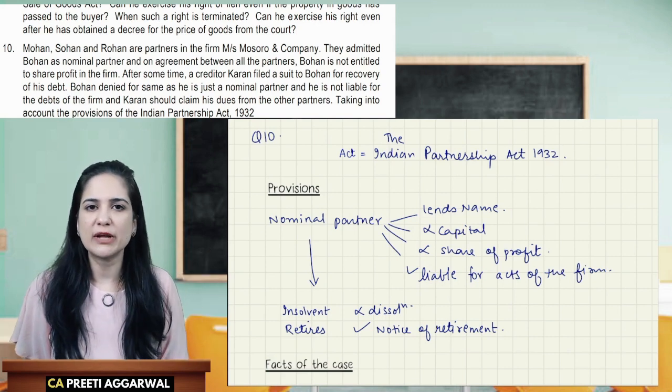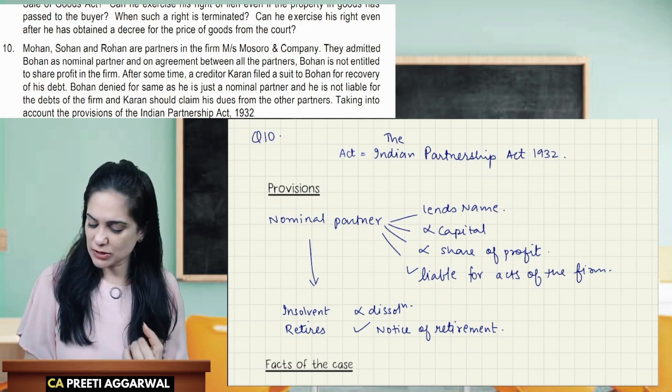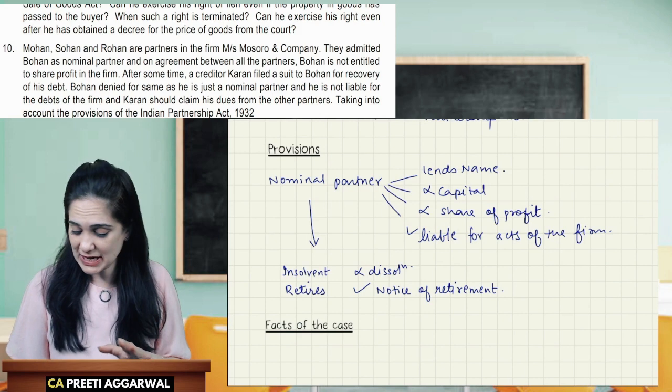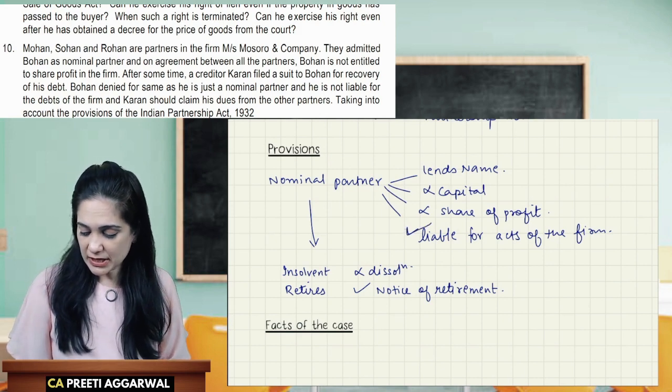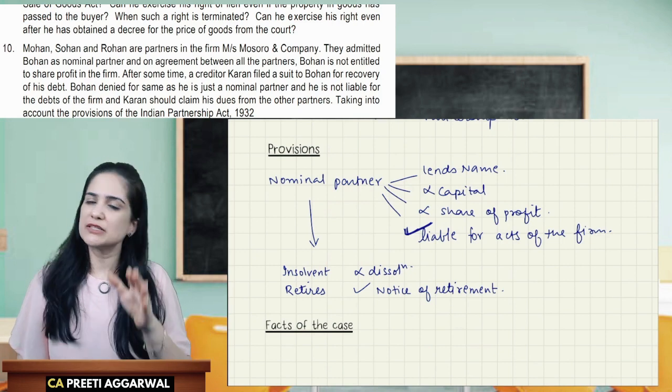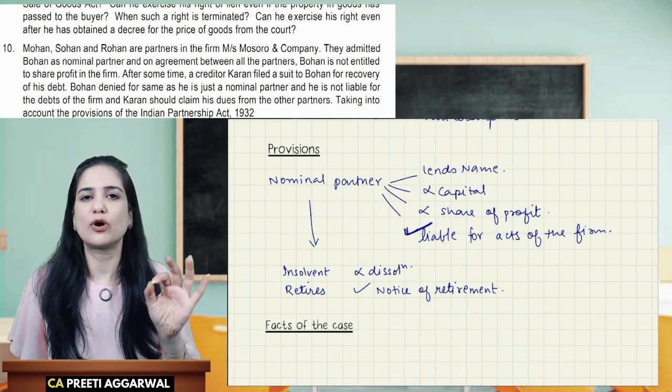So who is a nominal partner? He lends his name. He does not give capital. He need not be given a share of profit. He is liable, sorry, he is liable for acts of the firm. If he becomes insolvent, it is not a valid ground for dissolution. If he retires, we need to give a public notice. So everything about a nominal partner will be written.